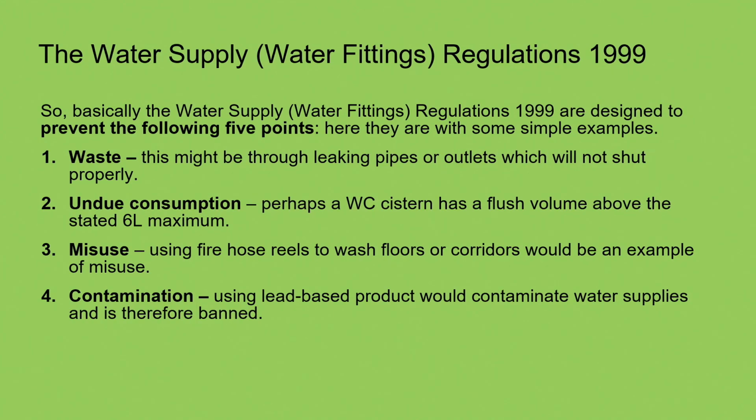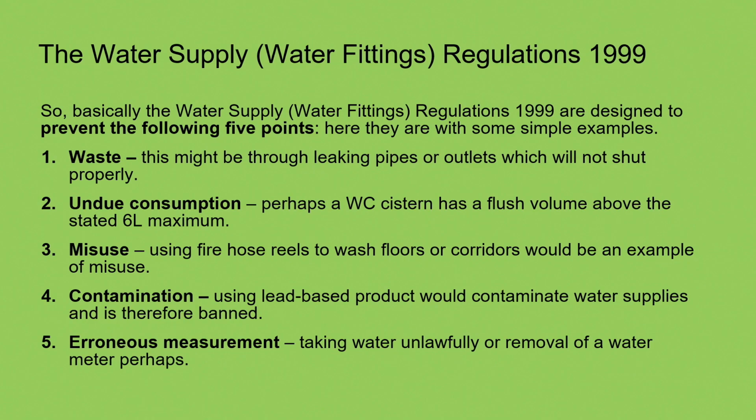So, contamination. Using lead-based products would contaminate the water supply and therefore is banned. We used to use lead pipework to supply water underground to the property. We even used lead pipes inside the property, but they've since discovered that lead seeps into the water. You drink the water, you are slowly poisoning yourself. So they've been completely banned. There is still some pipework out there, but as soon as you come across it, you're supposed to either remove it or inform the undertaker if it's a mains coming into the property. The main thing is fluid category 1 water should not be contaminated by fluid category 2, 3, 4 or 5.